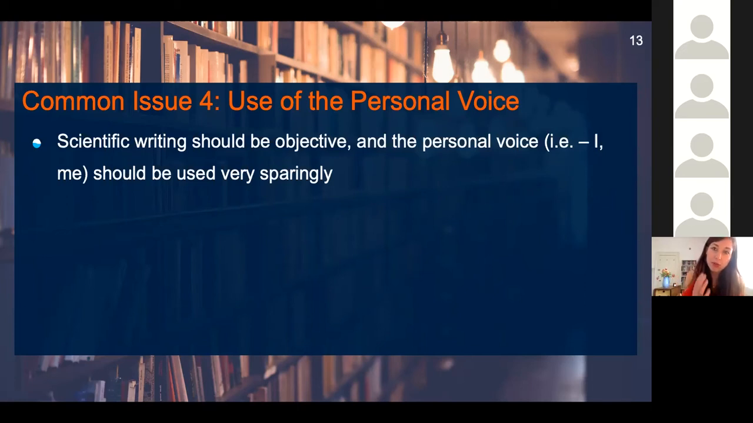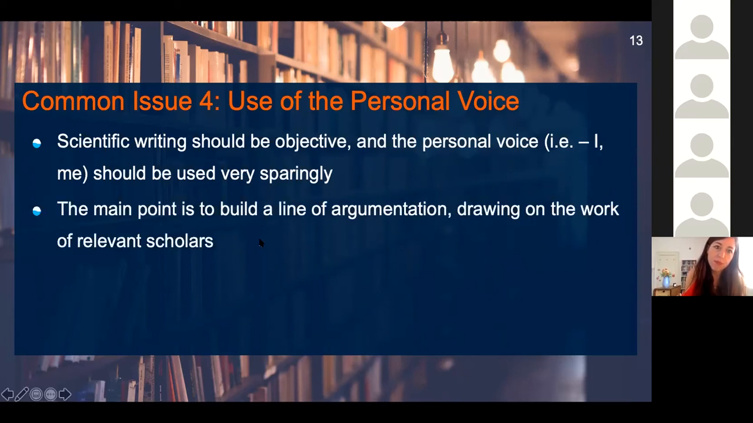It's fine in more reflective writing. So if you're writing a reflection on your work experience or whatever, then you can use personal voice. But in general, when you're writing your MSc dissertation, just try to avoid things like I, me, my, or even we, or anything like that, and try and keep it more general. Main point is to build a line of argumentation, drawing on work of relevant scholars.